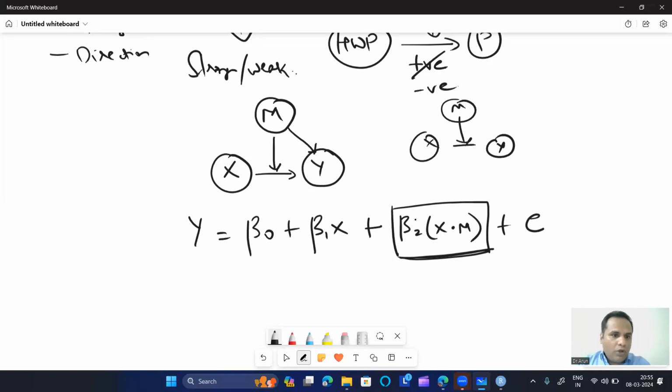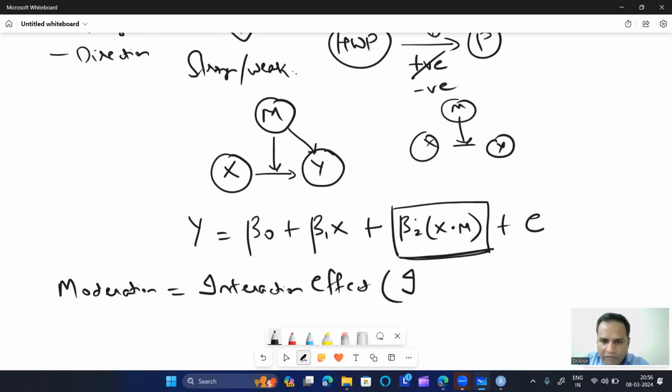Whenever you are testing a moderation, you see the interaction of the moderator variable and the independent variable, so you create an interaction term. Again I'm writing it: moderation assesses the interaction effect of what? The independent variable and the moderator. So moderation always assesses the interaction term of the independent variable and the moderator.